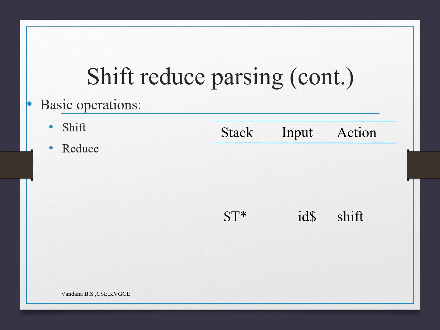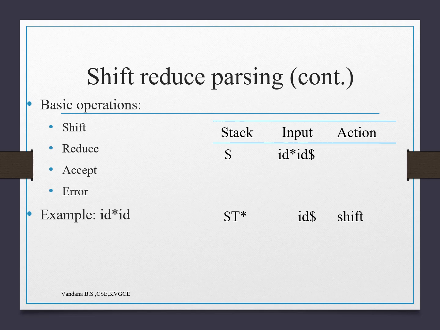The next is accept. It announces successful completion of the parsing. Error: discover a syntax error and call an error recovery routine. Now consider the parser for the input id star id. How will shift reduce parsing do the parsing? Initially the stack is loaded with the dollar and the input is loaded with id star id dollar. Remember, conventionally when we are discussing bottom up parsing, we show the top of the stack on the right rather than the left.